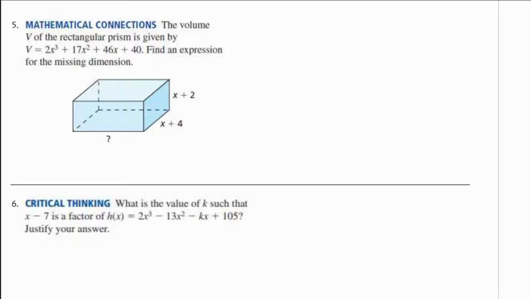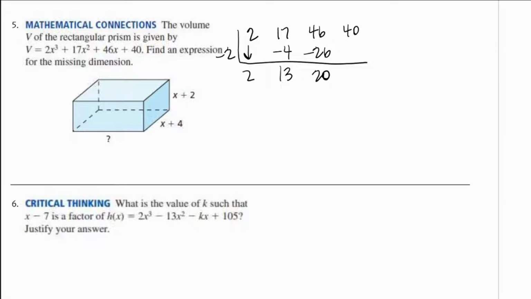So what we're going to do is set up for synthetic division. We're going to divide V by x plus 2 and then by x plus 4. So I've got 2x to the 3, 17x to the 2, 46x, and 40. I'm going to divide by x plus 2, so I'm going to run negative 2 through synthetic division. So 2, multiply, add, multiply, add. Positive 20, multiply, add. All right.